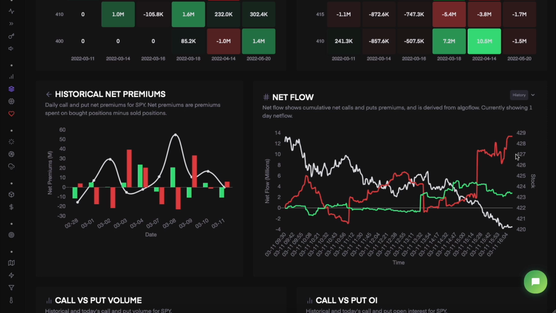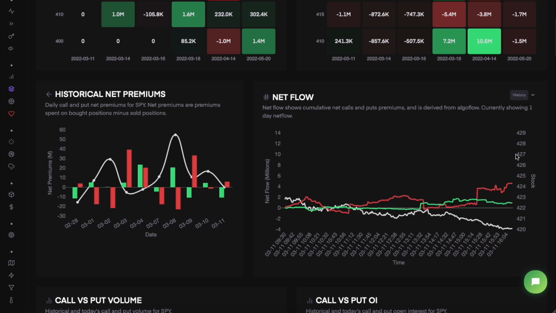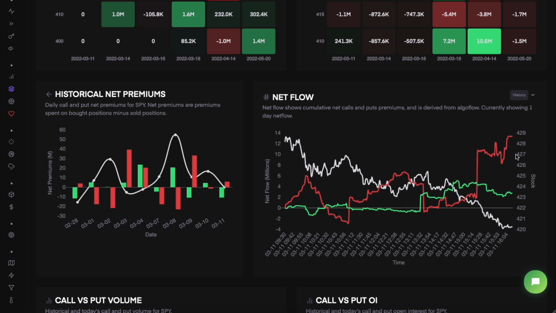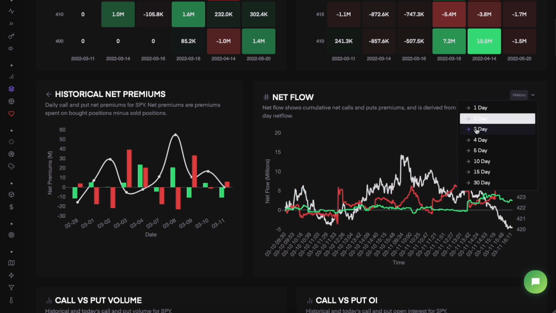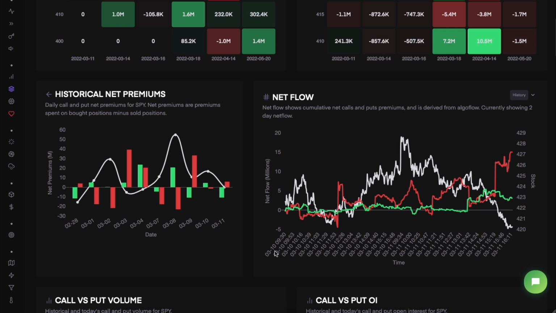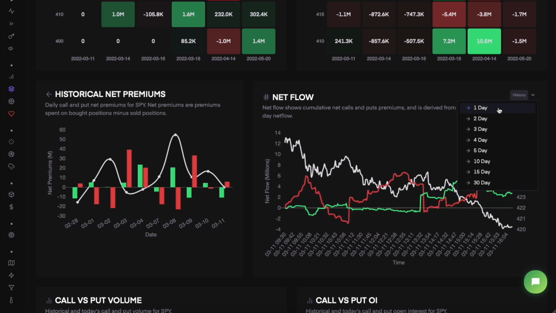How do you do that? Let's talk about that. So this is just 1 day's flow. And if you want to go back a couple of days, even weeks or even months, you have this history. If you want to look at 2 days of net flow, you just click on 2, and now it loads from 10th March to 11th March. I'll go back to 1 day.